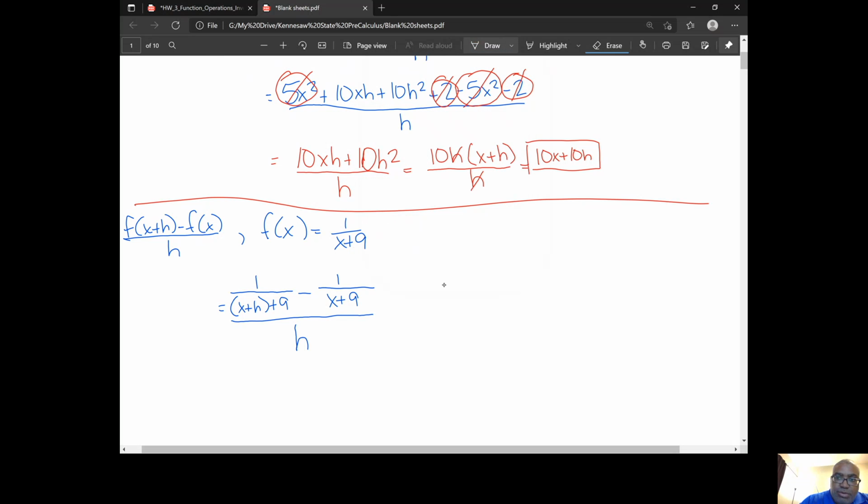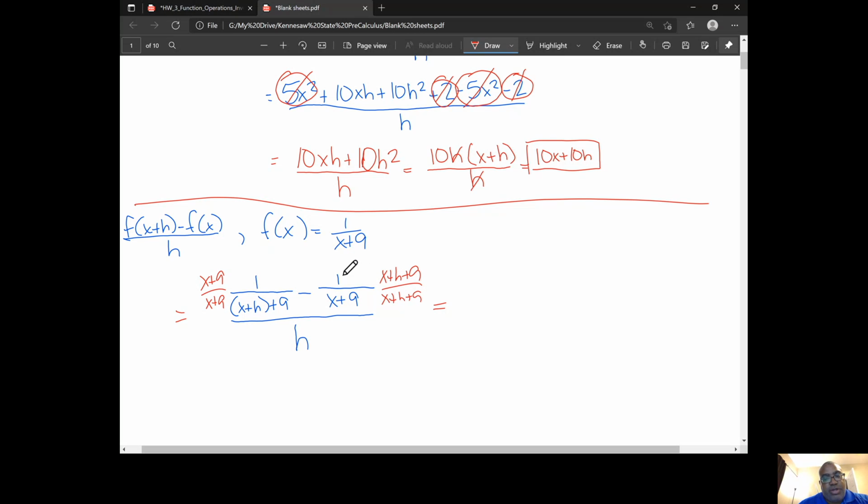I'm going to multiply this one by x plus 9 over x plus 9, and I'm going to multiply this one by x plus h plus 9 over x plus h plus 9. The x plus 9 over x plus 9 is always going to equal 1. So I can always multiply anything by this, and it maintains equality. It doesn't change the properties of anything. The same for this.